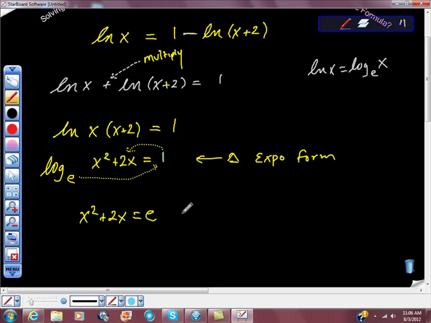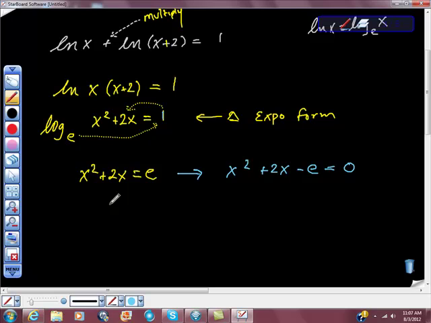So I'm going to change this over to quadratic form and say this is x squared plus 2x. I'm going to move the e over by subtracting it from both sides. Is equal to 0. Now I'm going to use the quadratic formula and say a is equal to 1, b is equal to 2, isn't it? c is equal to e. Remember, e is a number. It's Euler's number, 2.71 or whatever it is. It's a number. This e is not a variable, so don't freak out.